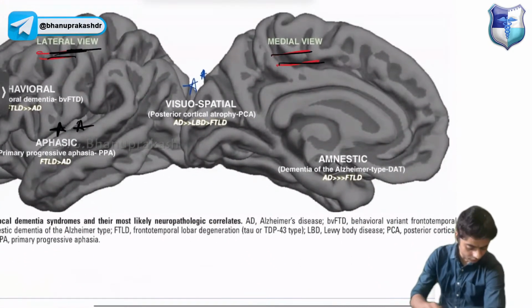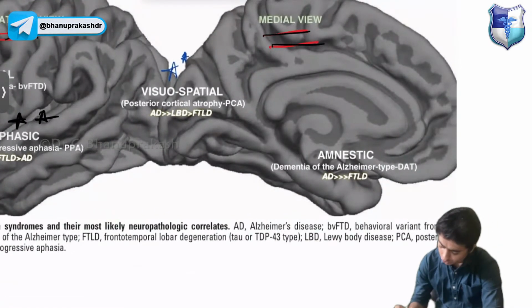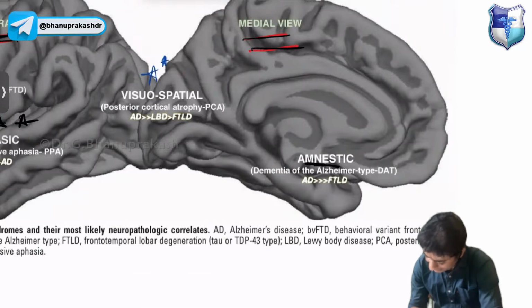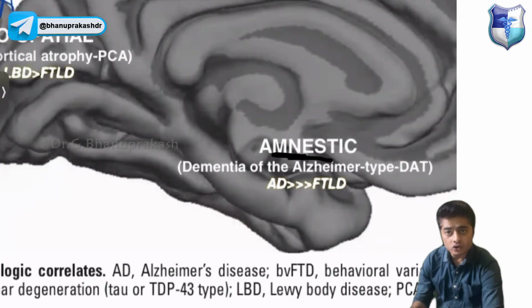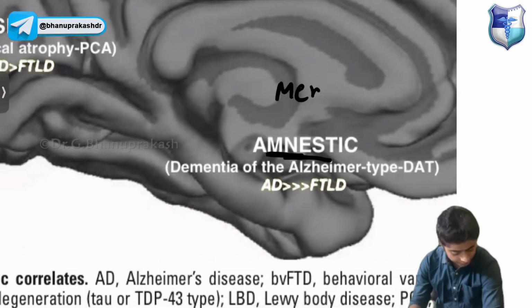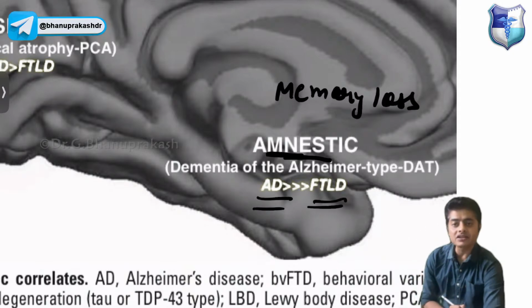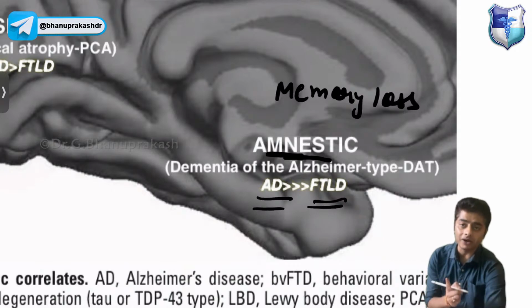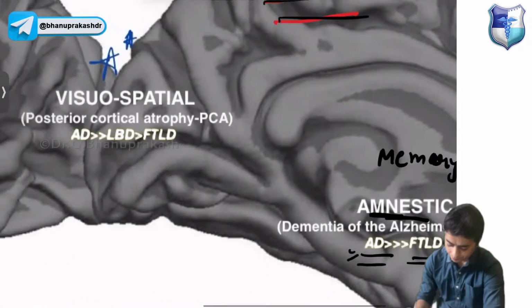So see this medial view. In this, it is amnesia. Amnesia is due to memory loss. So see, Alzheimer disease has greater chances than frontotemporal lobe dementia because in frontotemporal, first the frontal lobe is damaged, then symptoms of memory loss occur. But in Alzheimer, first memory loss is there. So amnesia will be more prominent in Alzheimer disease.